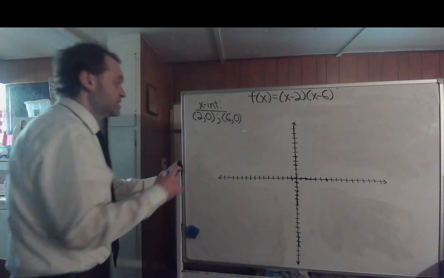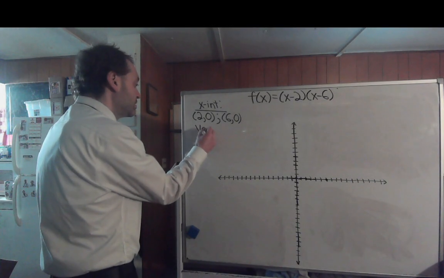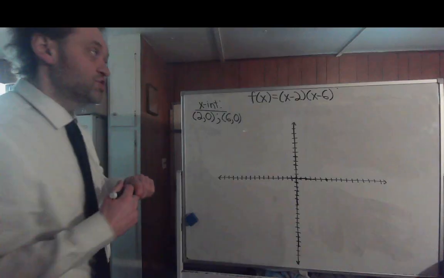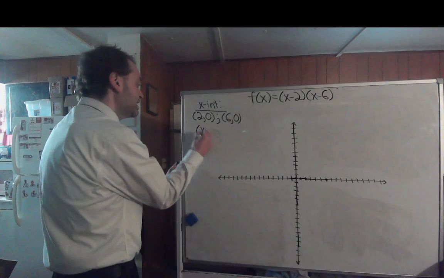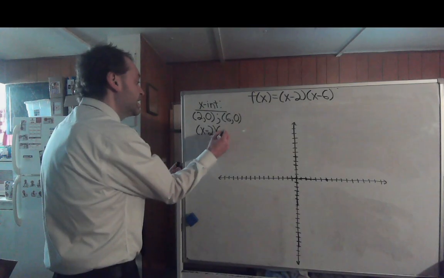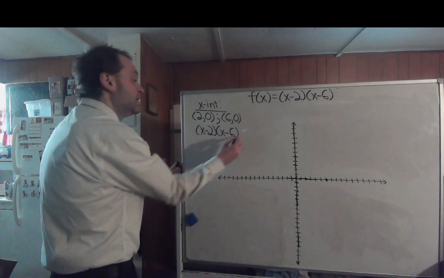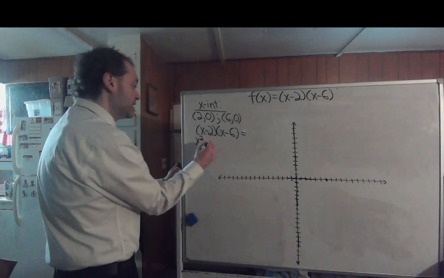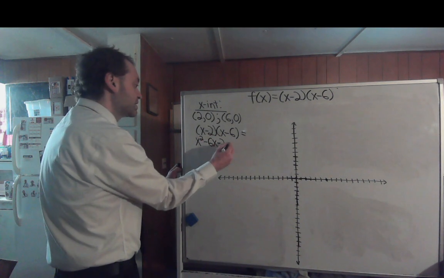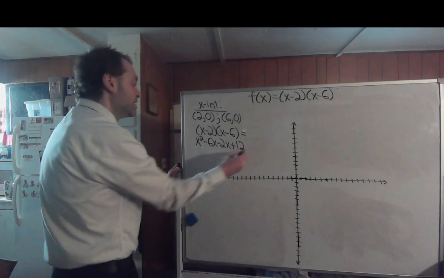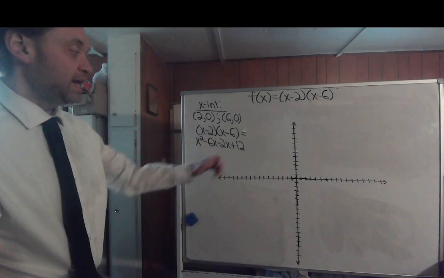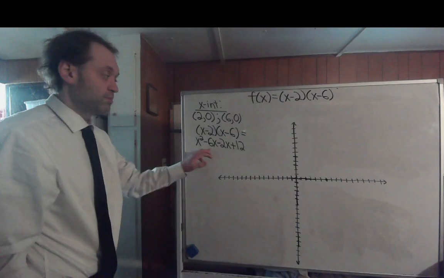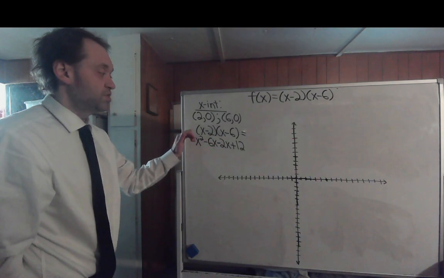How would you find the vertex? How would we find the vertex? Remember good old FOIL from Algebra 1. Let's take x minus 2 times x minus 6, right? The good old FOIL. So you'll have x squared minus 6x minus 2x plus 12. The first, outer, inner, last term. I'm just doing this briefly because by now everyone should be comfortable with foiling the product of two factors.